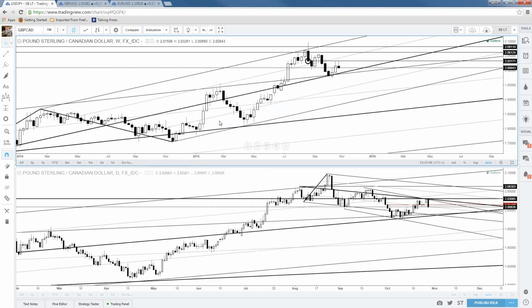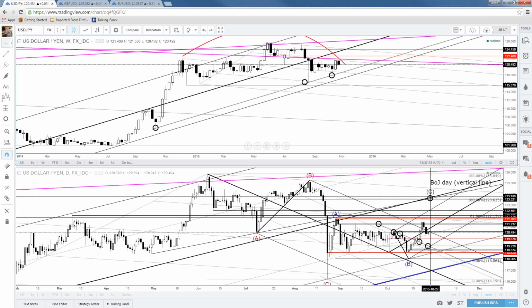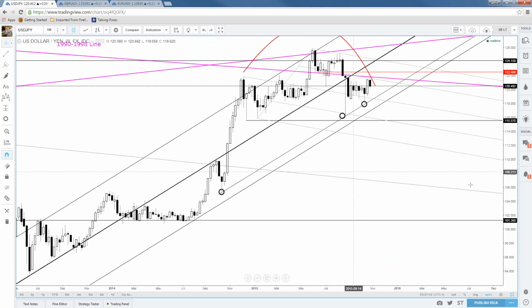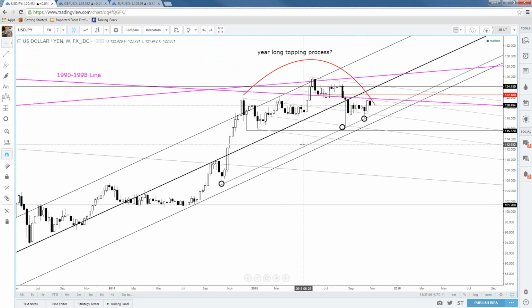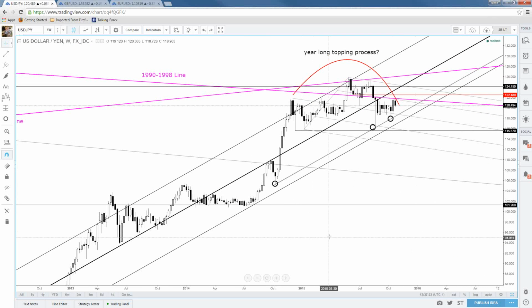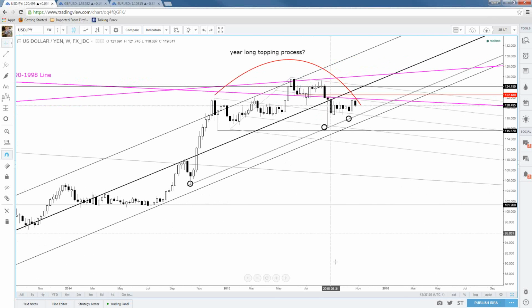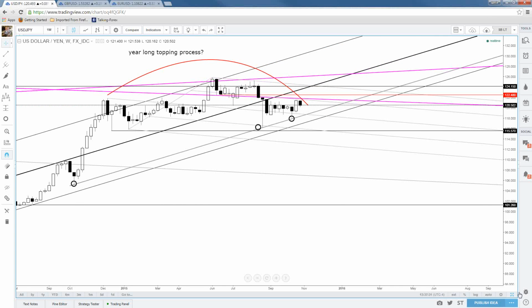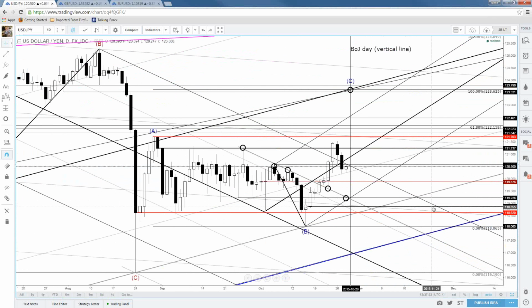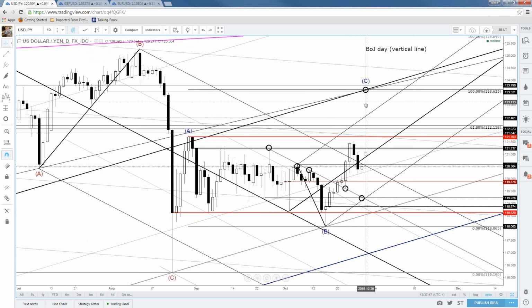All right, so dollar yen. Again, we're still holding really long-term resistance. This is the same chart from last night. The two levels I'd most want to trade at, probably 119.10, 119.20 and 123.50, 123.60. And again, I have no idea what happens with BOJ.